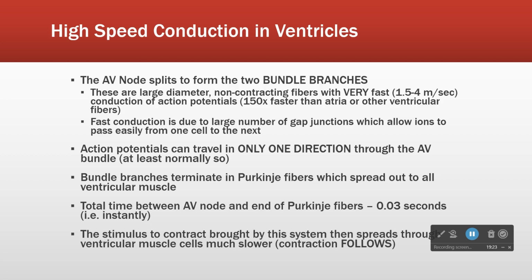The action potentials in this system, similar to what we see in the nervous system, can only travel in one direction, through the AV node and down. The reason for that is it's very similar to nerves, where there's a refractory period. All right, when the contractile cell has repolarized and is in a hyperpolarized state, it can't send another signal. So it makes it so only one direction is possible. I say at least normally so.